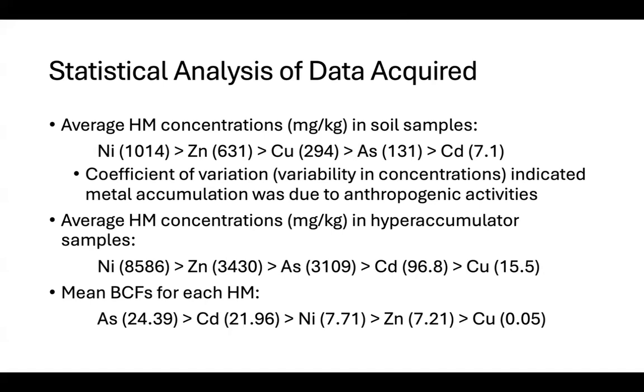The coefficient of variation, which is the variability within the heavy metal concentrations, indicated that the metal accumulation within the soil was due to anthropogenic activities. Moving on to the average heavy metal concentrations in milligrams per kilogram within the hyperaccumulator samples, nickel again displayed the highest average concentration, followed by zinc, then arsenic, then cadmium, and finally copper.